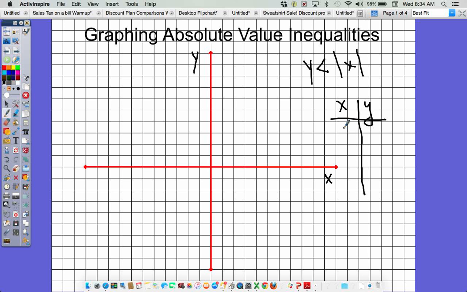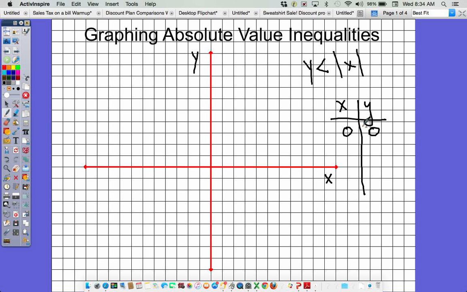Some absolute values, the V shape will fall right on the x-axis. Some will be in one of the four quadrants. So this is a pretty easy one. You're really essentially graphing y equals x, but it will meet at 0, 0.